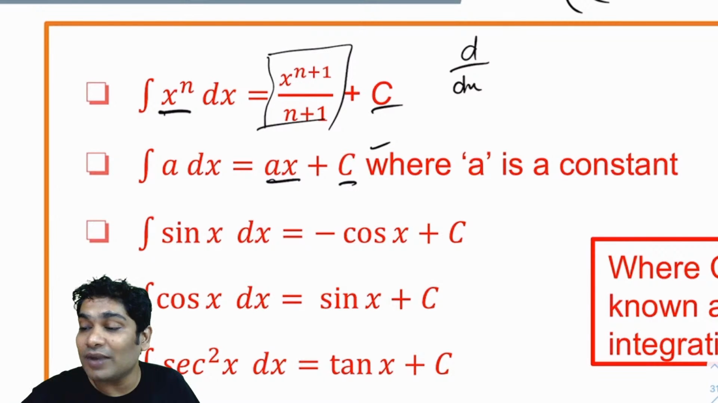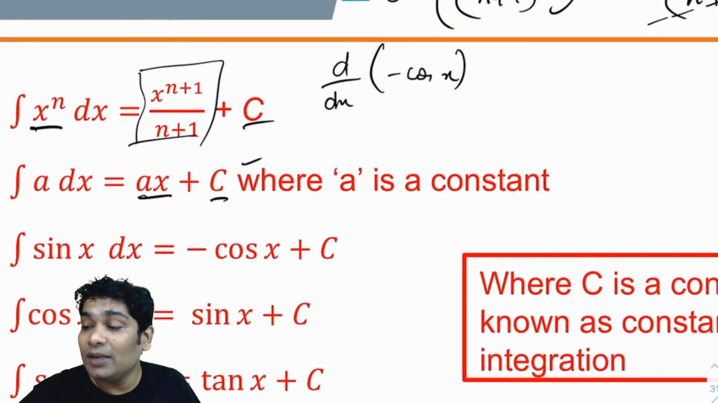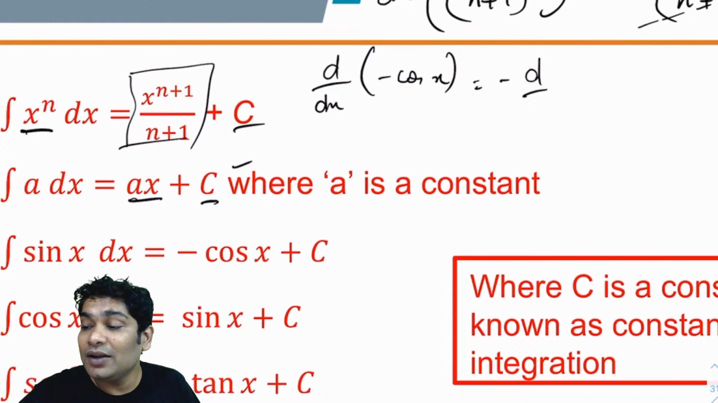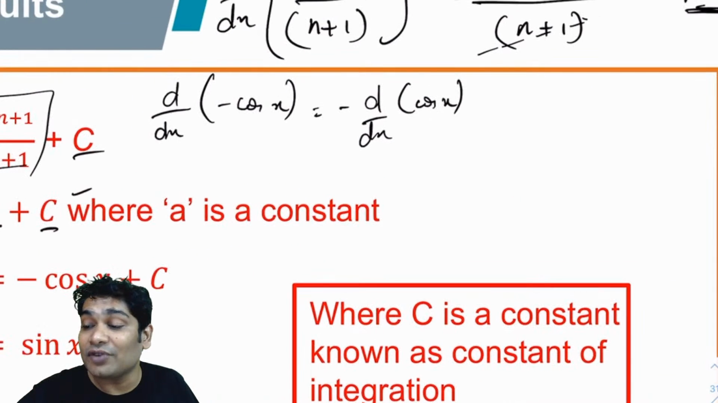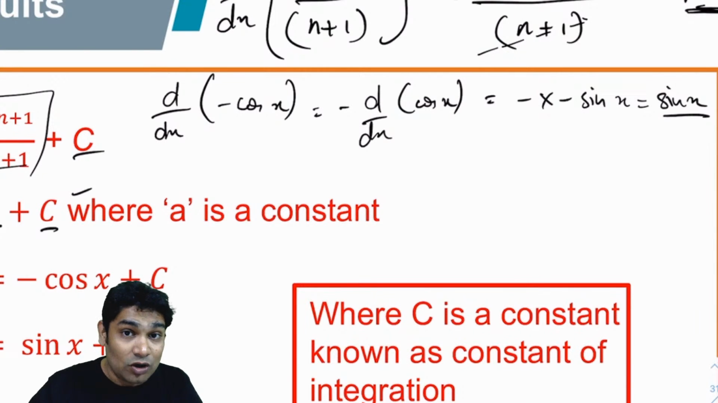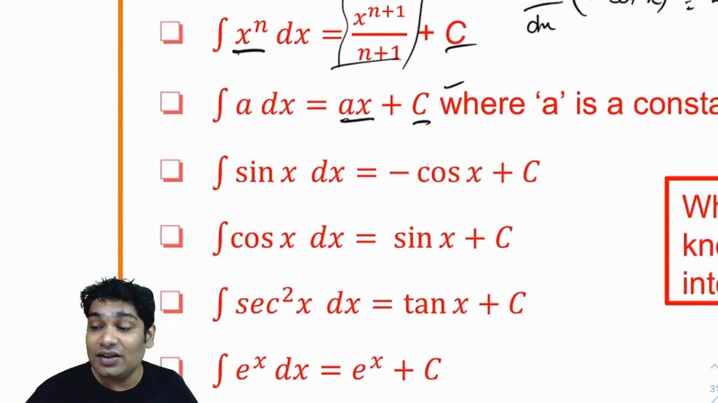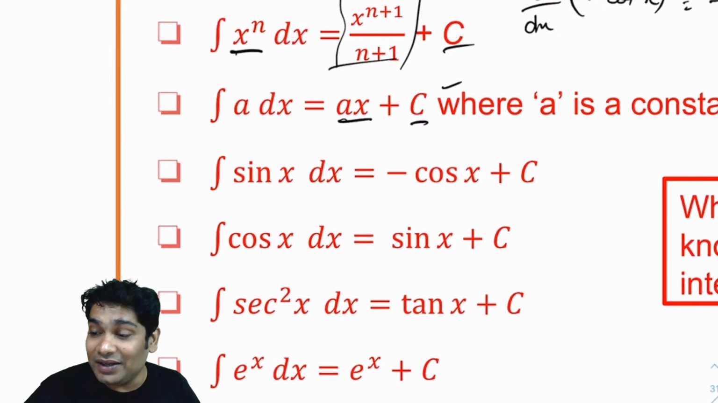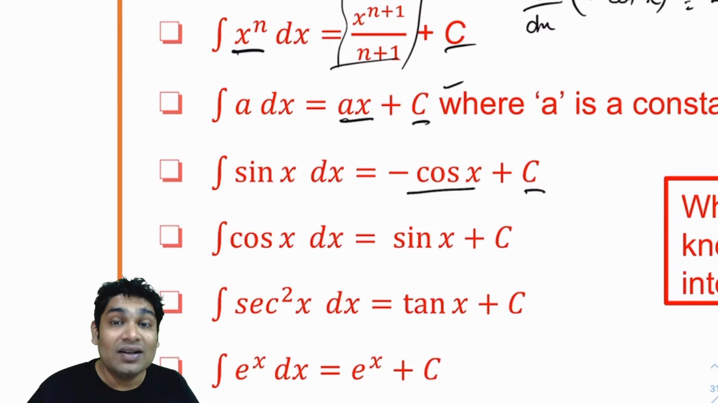What is d by dx of minus cos x? It will be minus times d by dx of cos x, and d by dx of cos x, if you remember, was minus sine x. So minus times minus sine x is sine x. So if you differentiate minus cos x, you would get sine x. That is why the integration of sine x will be minus cos x plus c.